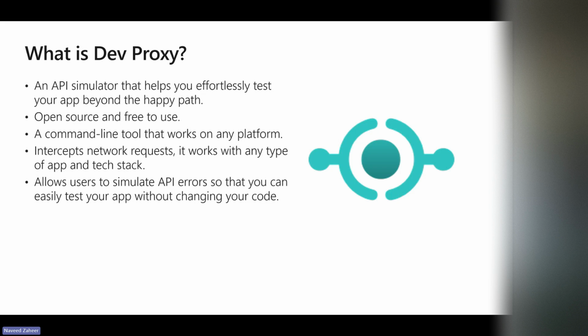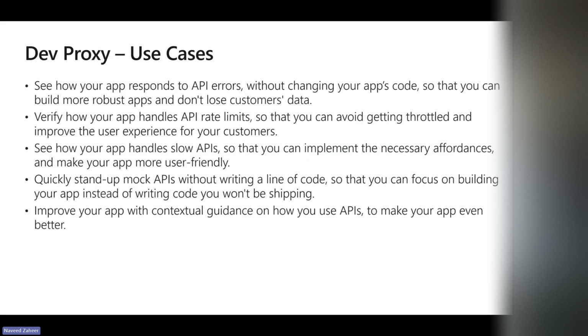Dev Proxy is an API simulator. It's an open source product, free to use, and it's a command line tool. Very simple, very lightweight, and the way it works is just like any other proxy, it intercepts requests. And since it's doing interception, it can be used for very interesting use cases. For example, you can simulate errors, you can simulate APIs, and that's the main use case we're going to take a look at. And then you can introduce certain flaws. You can mock up APIs, all of those things.